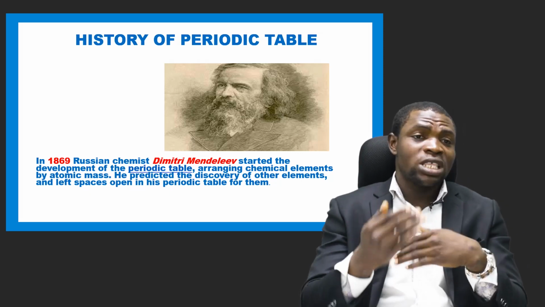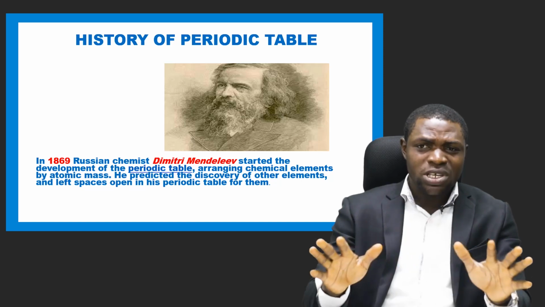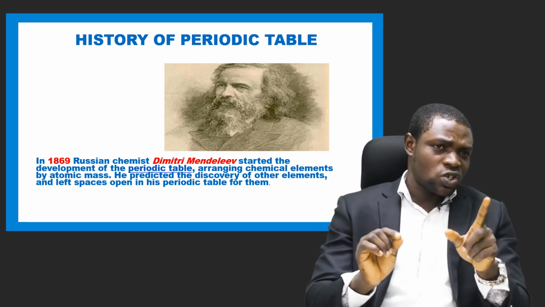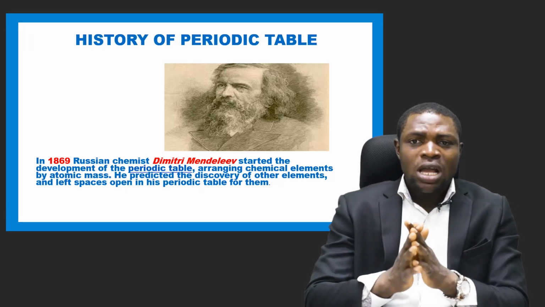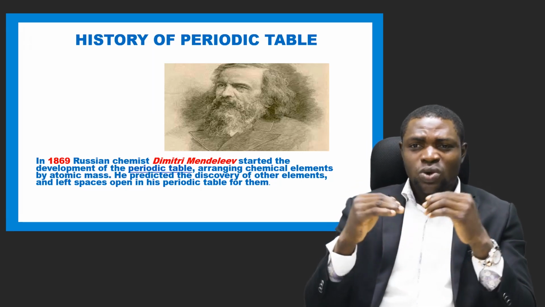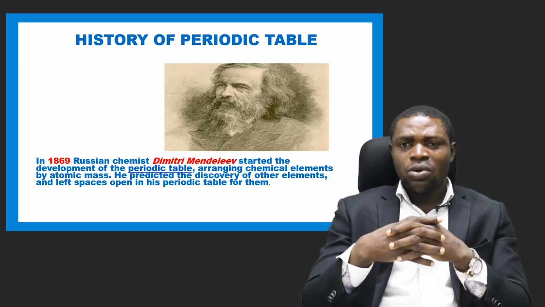You must know, and I'm going to tell you the relationship between atomic mass and atomic number, so you don't make mistakes. But now, for the purpose of the history, we are looking at the Russian chemist that went ahead to investigate elements and arrange them according to their chemical properties.